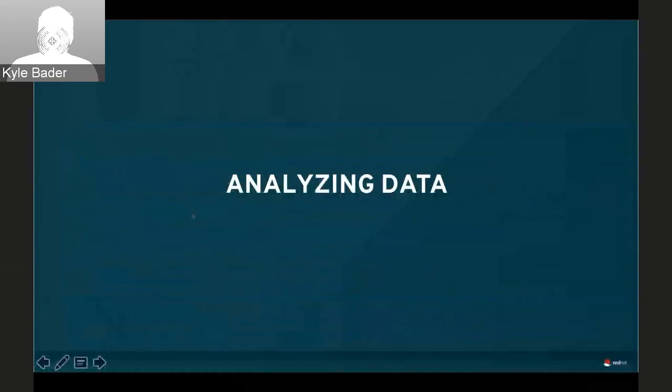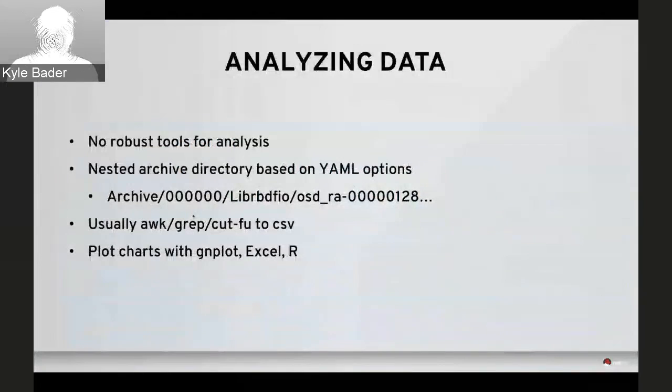So finally, there's analyzing data. There are some crude tools in the repository to analyze the data, nothing really robust. The archive directories look like a nested directory based on the YAML options. You'll have the archive directory, whatever you have for the name, the iterations, 0, 0, 0, 0, 0, 0 or 0, 0, 0, 1. Then the type of test, the benchmark that it was running, like librbdfio or RADOS bench, and then it'll have a different directory for all the different options that you've used.